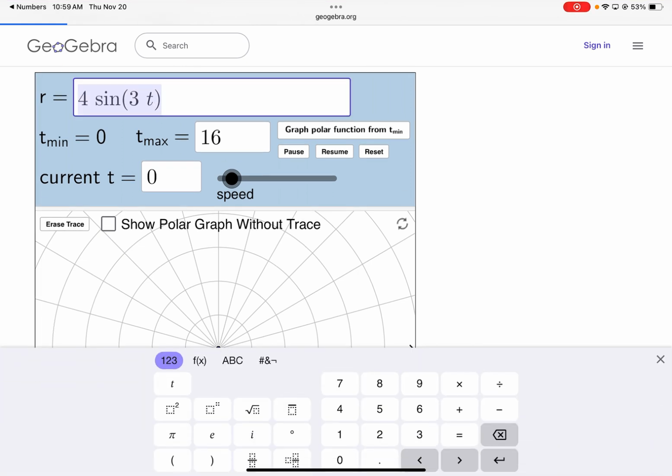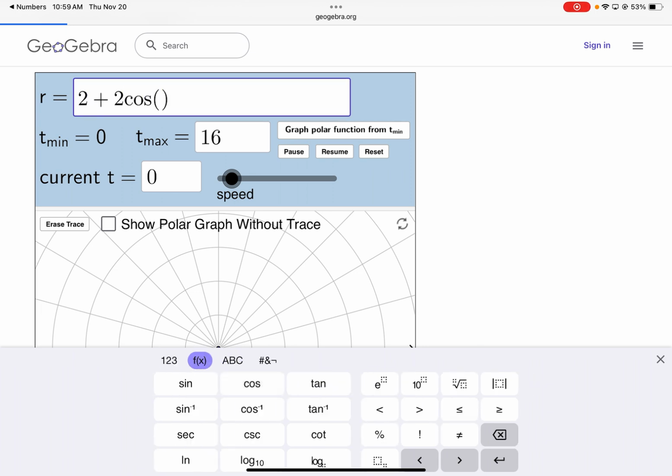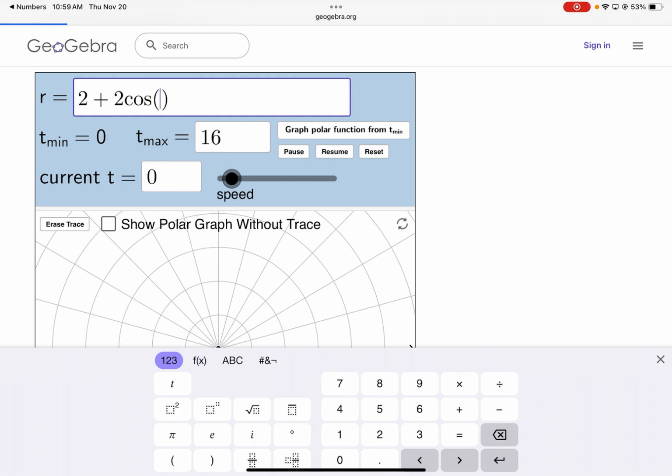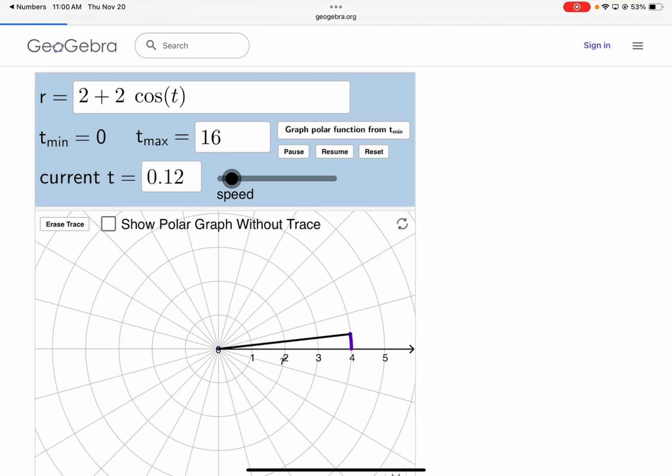Okay, so let's do 2 plus 2 cosine of t. I have to use a t here because this applet is using a parametric function, which we'll learn hopefully more about later in the course. Think t right now, think it's theta, it's our angle, okay? All right, now I'm going to hit graph, and you're going to see this sketch out starting at an angle of 0 all the way to an angle of 2 pi or 360. Okay? Speed it up a little bit.